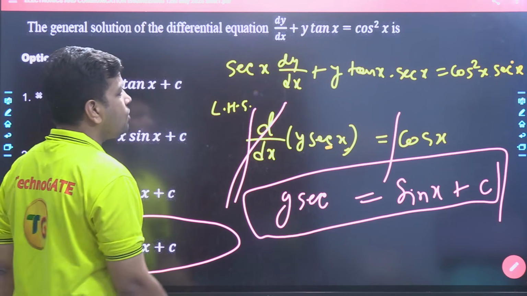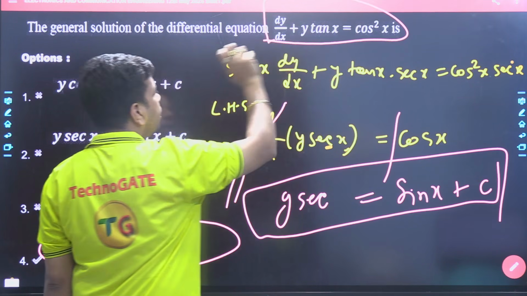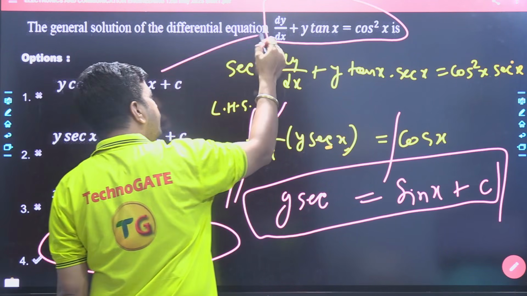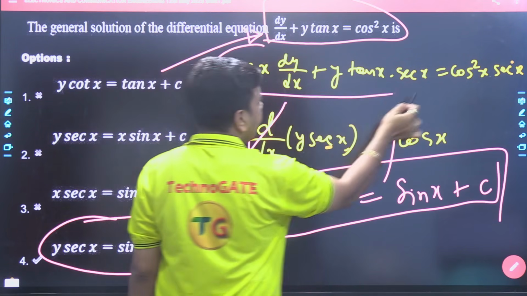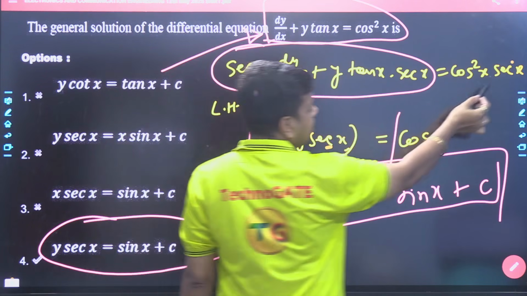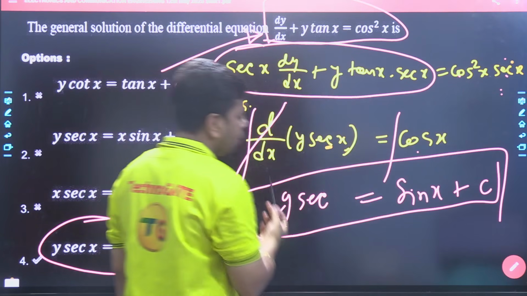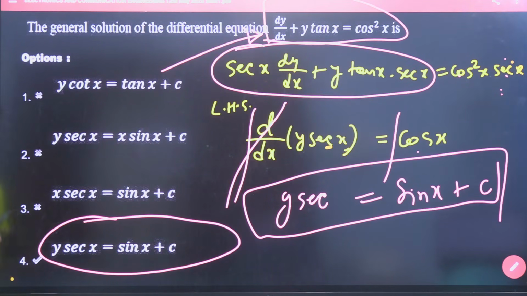So the trick here is: first of all, find the integrating factor, then multiply the whole equation by the integrating factor. Now simplify that, so we can say this is equivalent to the differentiation of y sec x, and sec x becomes 1 by cos x, so cos x cancels and it is simply cos x. Now take the integration on both sides, and you get that answer.